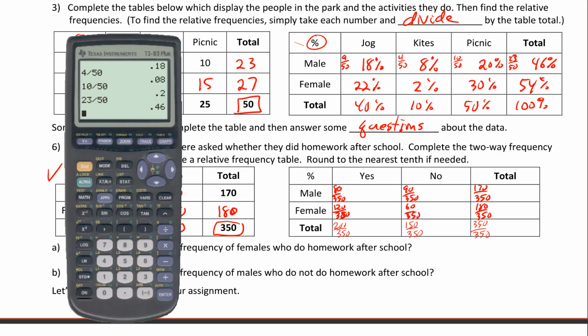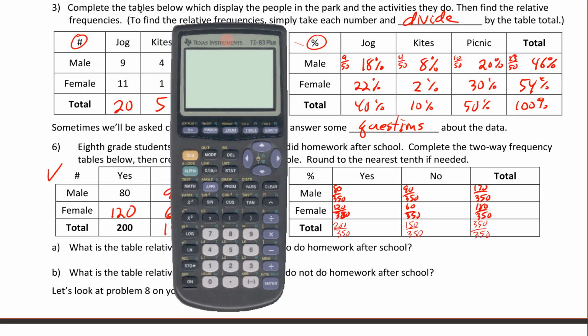So I'm going to grab the calculator and I'm going to show you what happens here. Unlike the last problem, this turns out a little bit worse. So I'm going to turn this on, clear it off, and we're going to do 80 divided by 350. If we do 80 divided by 350, we get 0.22857.